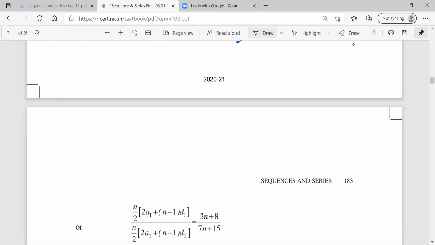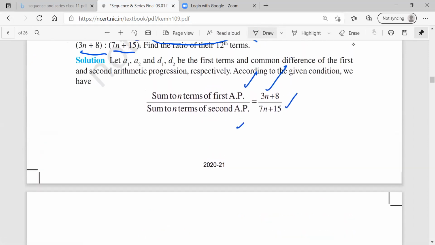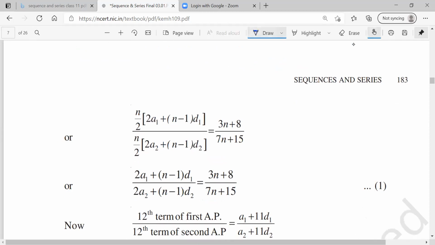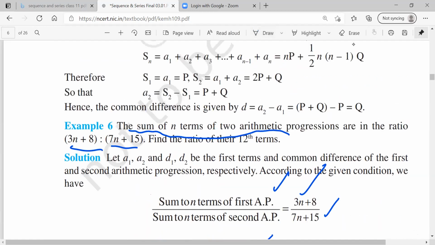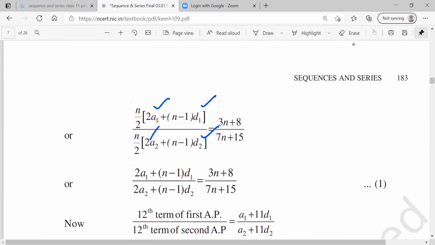But then we write down the formula. First AP and second AP. First AP we may give as A1, correct? And second AP we may give as A2. Common differences of the first one D1, D2. This is A1, A2. The rest of the things are the same, because it is the sum of n terms of two arithmetic progressions. So n remains the same in this. Then what do we do? We cancel out these two n by 2. So we will get these terms.